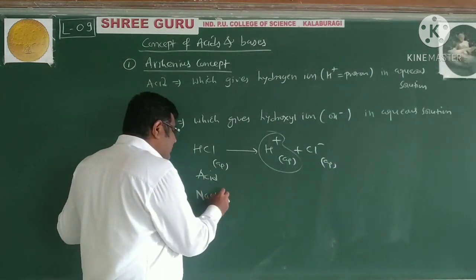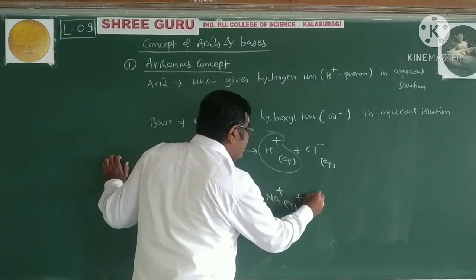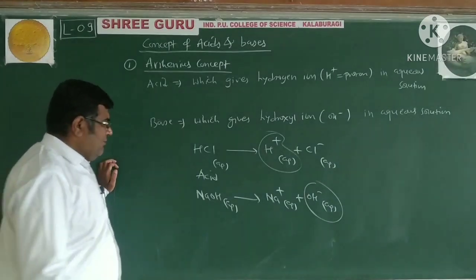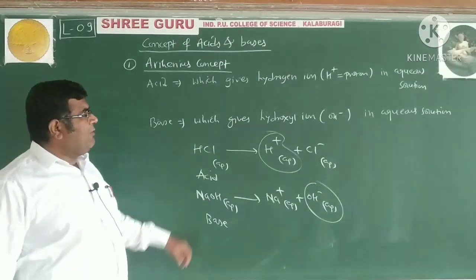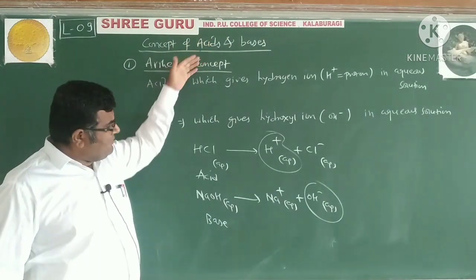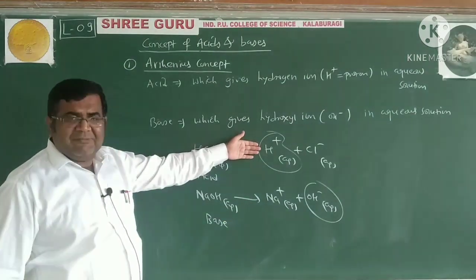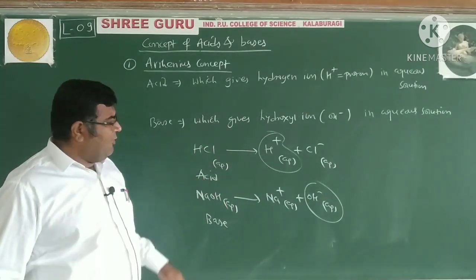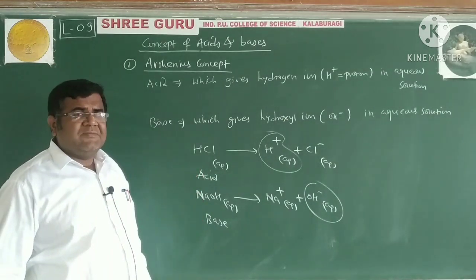If we take sodium hydroxide, it releases Na plus ion and OH minus ion. As it gives hydroxyl ion, we call this type of substance a base. So according to Arrhenius, if you want to know whether a substance is acid or base, it is very simple. Put that substance in water and see what type of ions it releases. If it releases H plus ion, we call that substance an acid. If it releases OH negative ion, we call that substance a base.